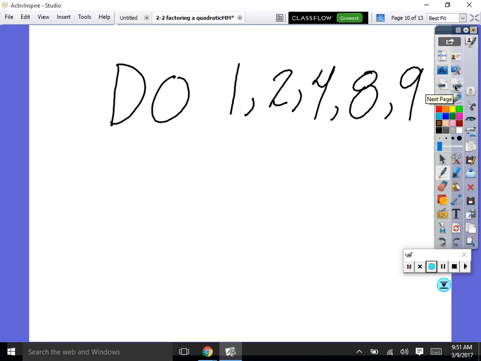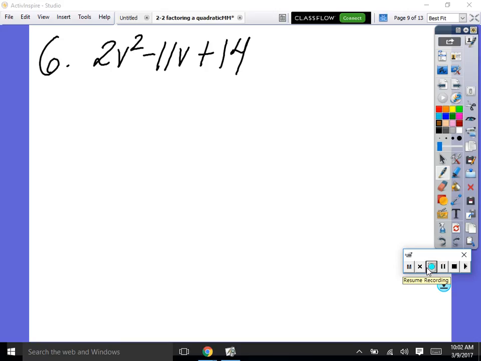Okay. So what I want you to do is do 1, 2, 4, 8, and 9. Notice this one has a 2 as A, but it's no different. Same process. So everybody, here we go. My A value is 2. My B value is negative 11. My C value is 14.